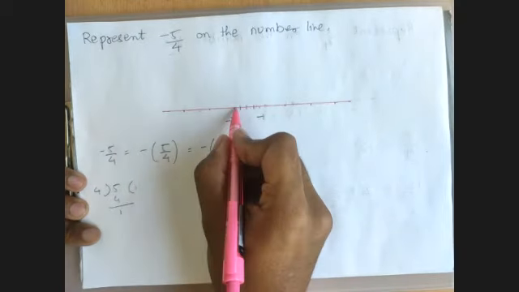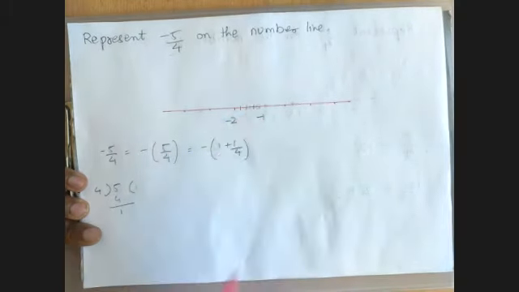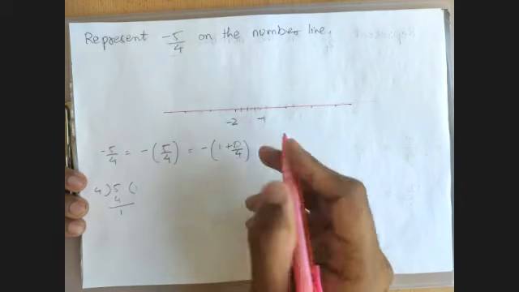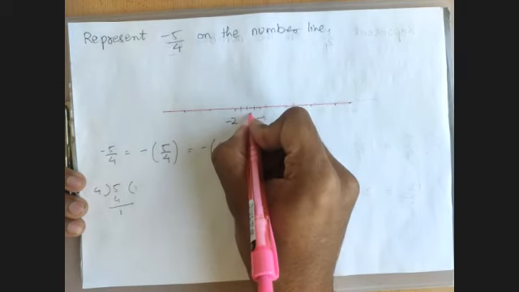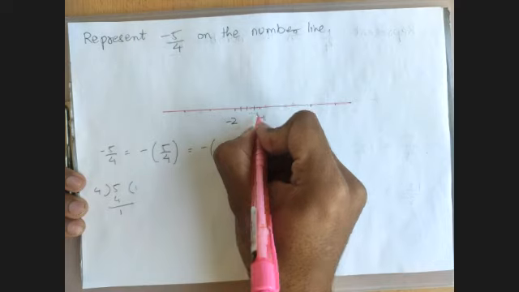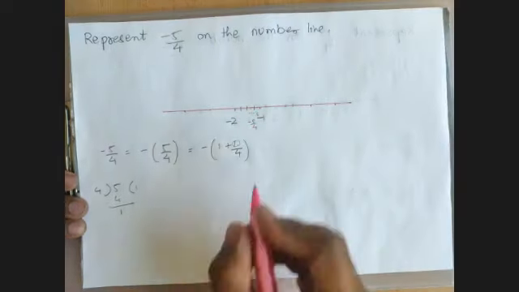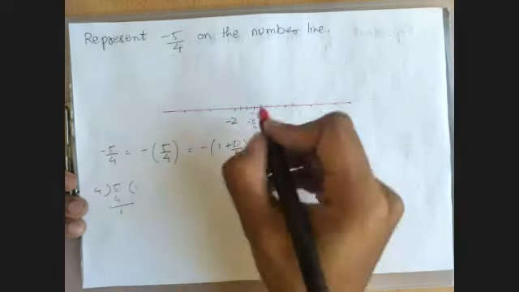Into 4 equal parts. 1, 2, 3, 4. There are 4 equal parts. Now the first part is 1 by 4. So this first part is minus 1 minus 1 by 4. That is equal to minus 5 by 4. So this is the point which I was looking for.